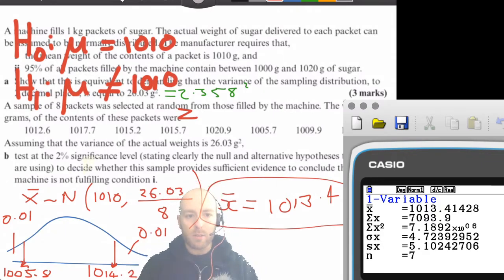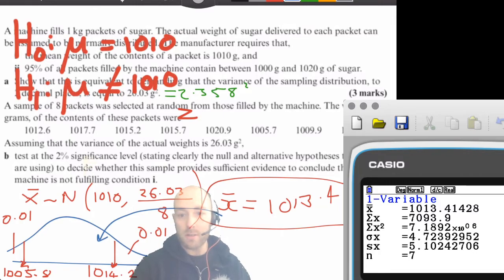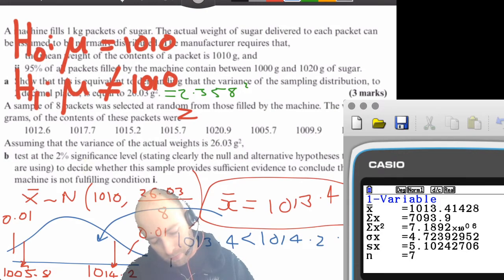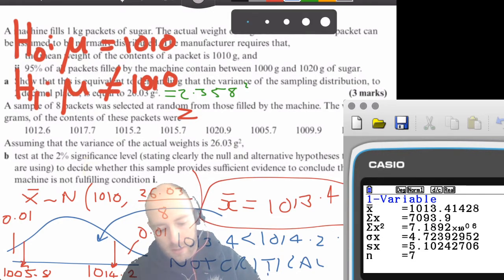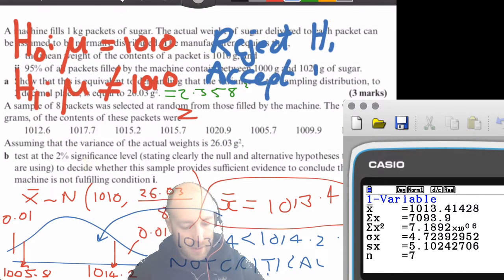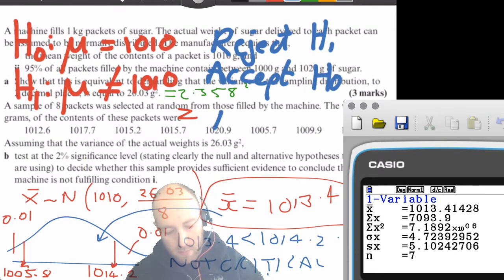Cool. Okay, is that critical? Having a look at the graph, 1013.4 would fit in about there, which is not critical. So we can say 1013.4 is less than 1014.2, therefore not critical. Because of that, we're going to reject H1, accept H0, and say the mean has not changed.